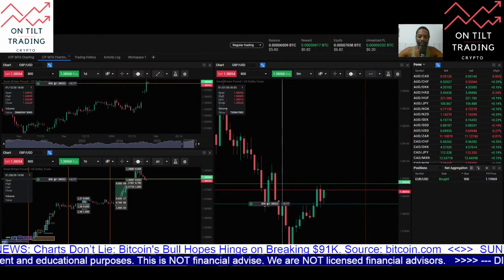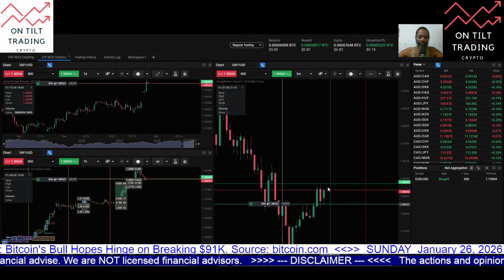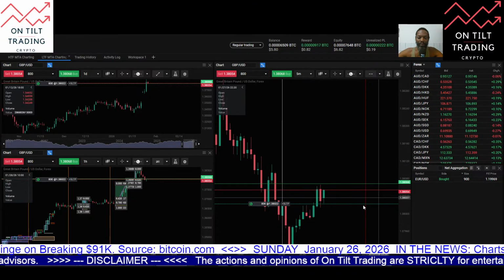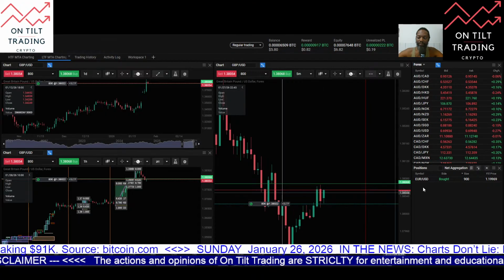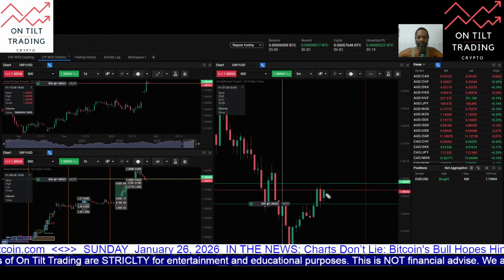I'm currently long Euro US dollar, but right now I am looking at the pound dollar, looking for a potential entry, but I don't have one. So for the pound dollar, I was looking for this setup here.